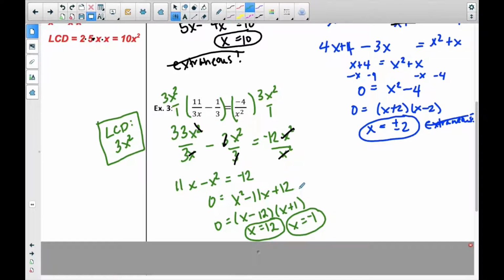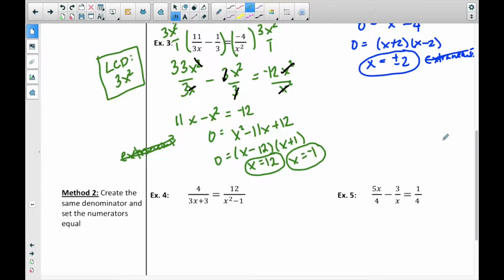It is a quadratic. The way I solve a quadratic typically is by factoring. So I solve it by factoring. I factor it, and I get my two solutions of a positive 12 and a negative 1. I do need to check for extraneous solutions. So 12, that's okay. Negative 1, that's okay also. However, I hope you can see I'm checking every single time, so one of these times it's going to turn out to be extraneous.